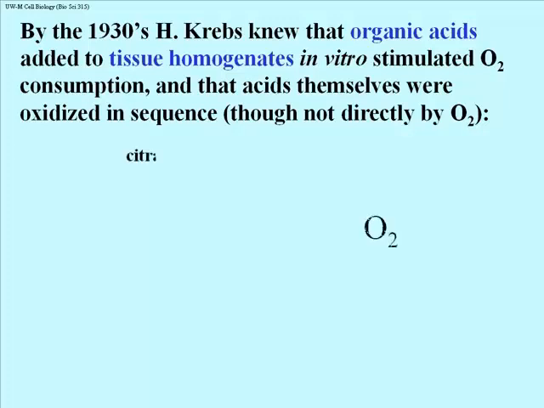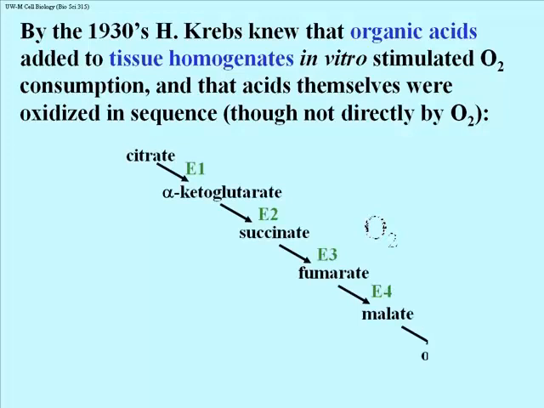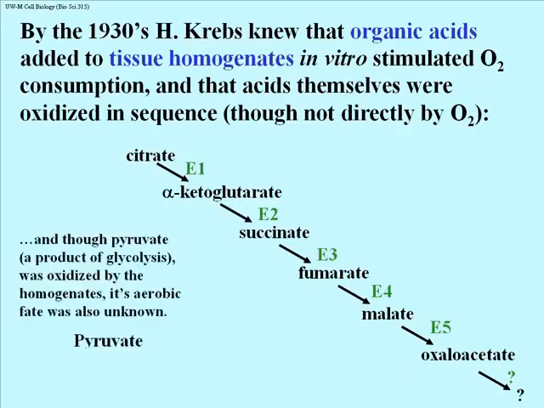So let's take a look at this pathway. Here are the acids, and as they are oxidized, you saw the oxygen slowly disappearing, being consumed. The pathway begins with citric acid and ends with oxaloacetate, whose fate was not known at the time. The pathway is catalyzed by enzymes, obviously. Most, if not all of them, were not identified at the time, so we'll just call them enzymes 1, 2, and 3, and 4, and 5, and so on.